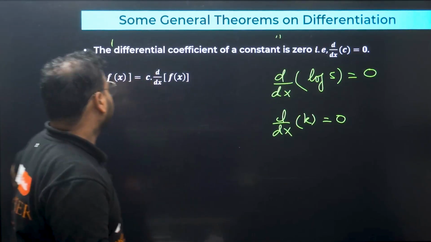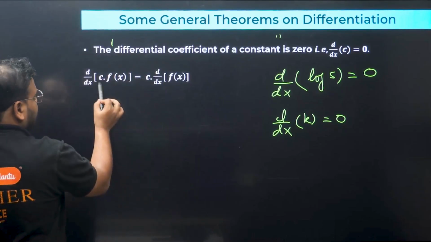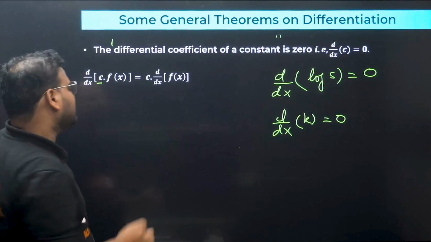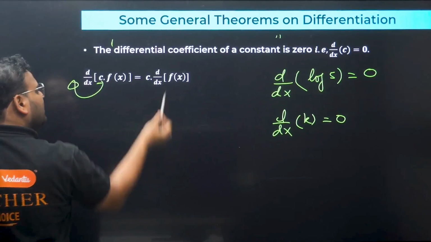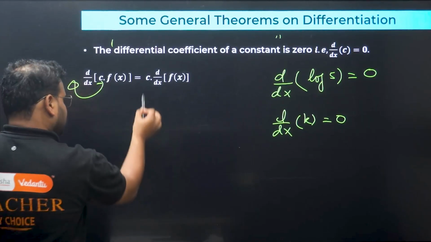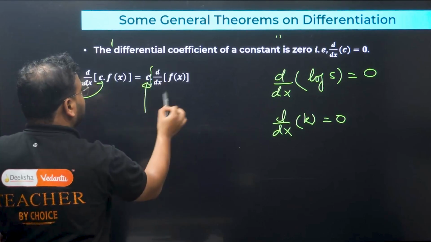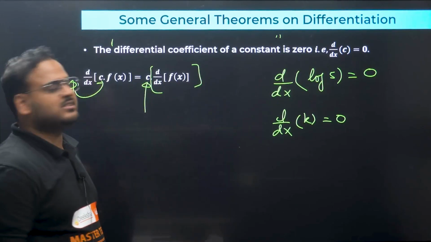Got it? So what if you have a constant multiplied over here? Then you're going to take this constant outside and continue with the differentiation. See, the constant c is taken outside, and the differentiation is continued. This is the format.